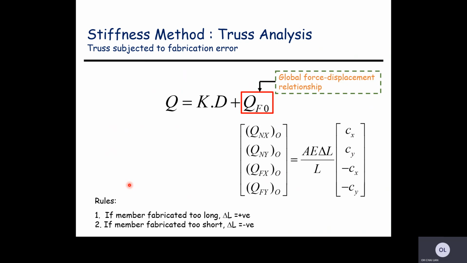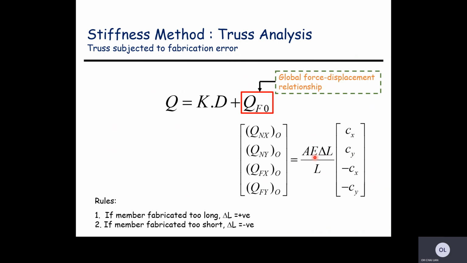In this stiffness method, we are going to modify these stiffness equations. Q equal to KD is what we have used just now. In truss, we don't have a Q naught subjected to intermediate loading, but we will have a Q naught due to fabrication error and also temperature change. What you need to do is just add Q naught. If the truss is subjected to fabrication error, you add Q naught with this equation. We need AE, the delta L, and the information of L, Cx, and also Cy.